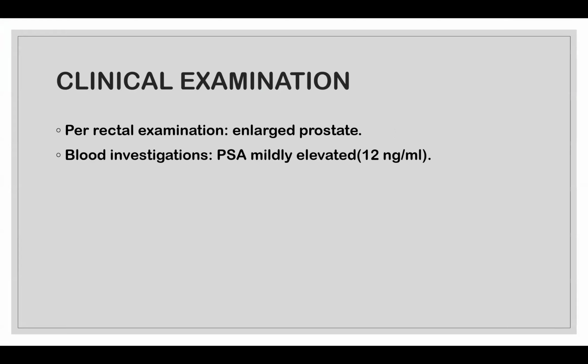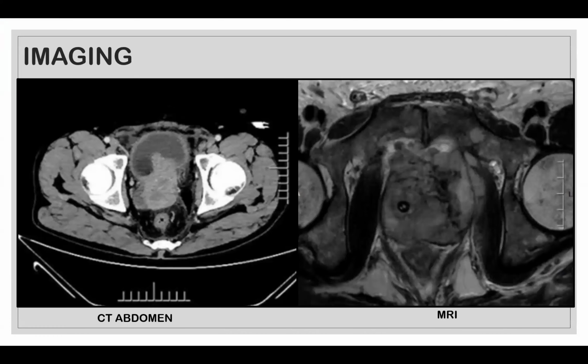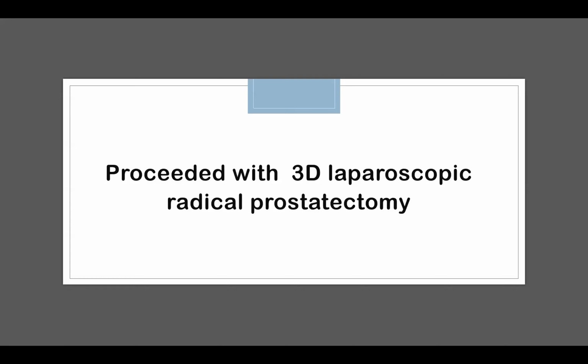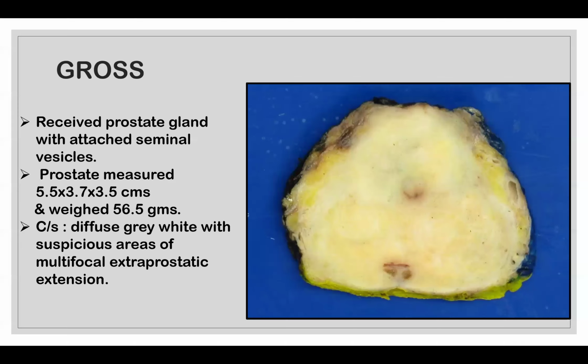On clinical examination, per rectal examination showed an enlarged prostate gland, and blood investigation showed a mildly elevated PSA, that is 12 nanogram per ml. Imaging showed a heterogeneous contrast enhancement, possibly carcinoma prostate with extension into the bilateral seminal vesicle. MRI also showed this, and we proceeded with 3D laparoscopic radical prostatectomy.